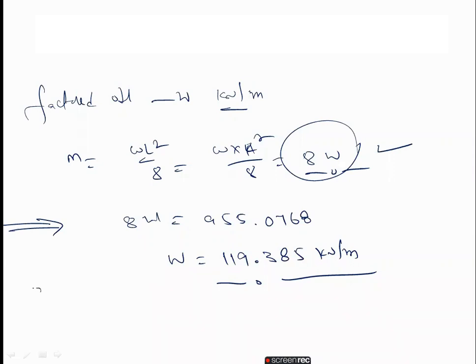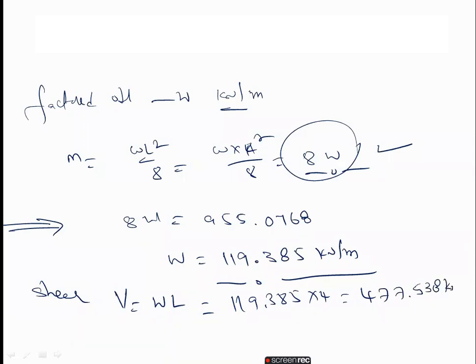Now from this you will calculate the shear V value. V we know is w into L. w is 119.385, L is 4. So you will get 477.385 kilonewton. This is the calculation of the shear. Now from these sections and the values we got, you will check for shear, check for deflection, check for web buckling, and also check for crippling. Now we will solve easily.